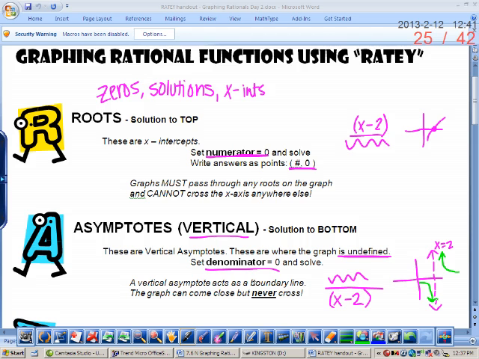No, because we can't divide by 0. And the vertical asymptotes exist at the x value that makes you divide by 0. So mathematically, you cannot do it. Okay? Really, really important. Never, no way, no how, cross a vertical asymptote.